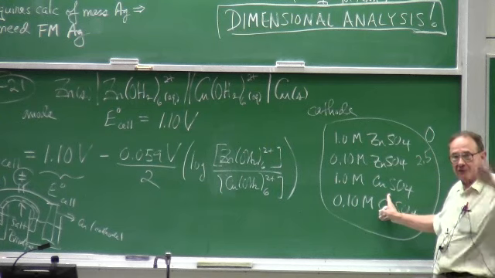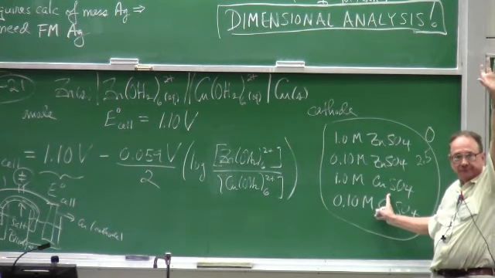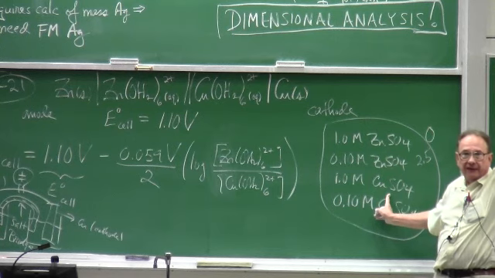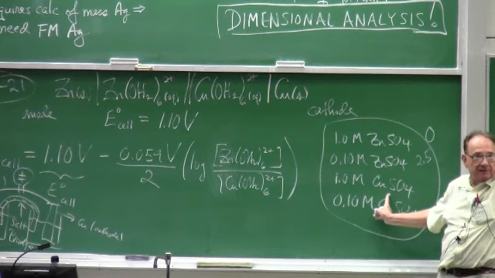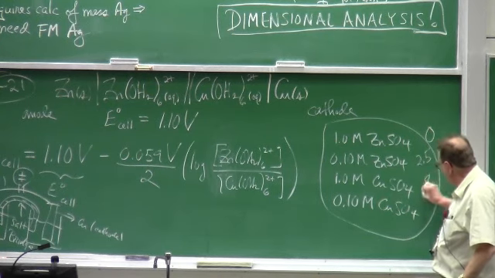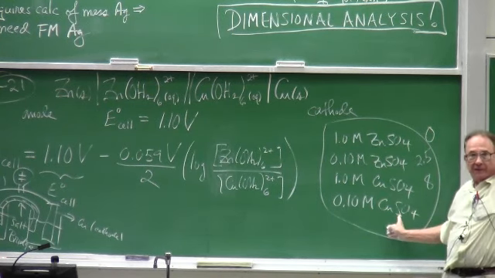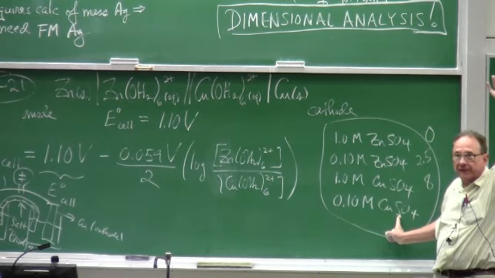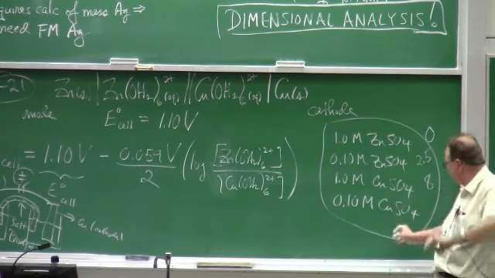1 molar copper sulfate solution. How many want to use this one? 1, 2, 3, 4, 5, 6, 7, 8. 0.10 molar copper sulfate solution. How many want to use this one? 1, 2, 3, 4, 5, 6, 7.